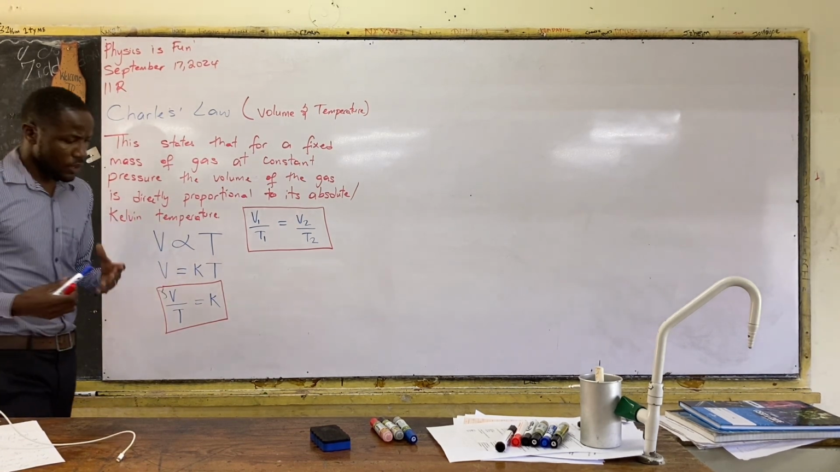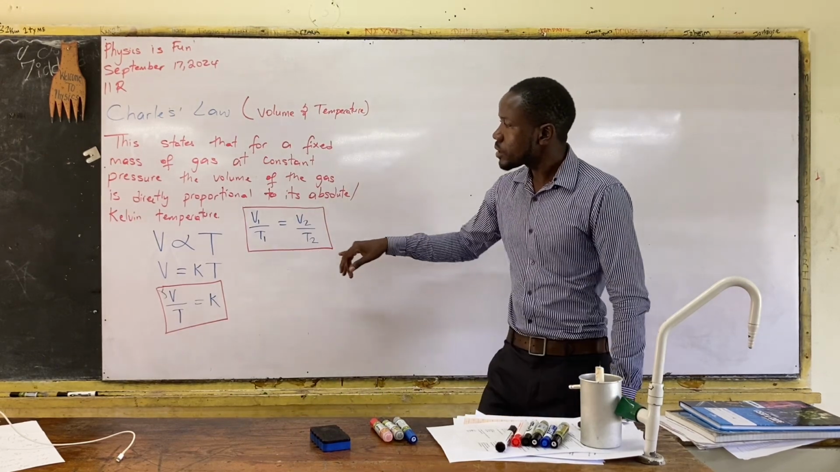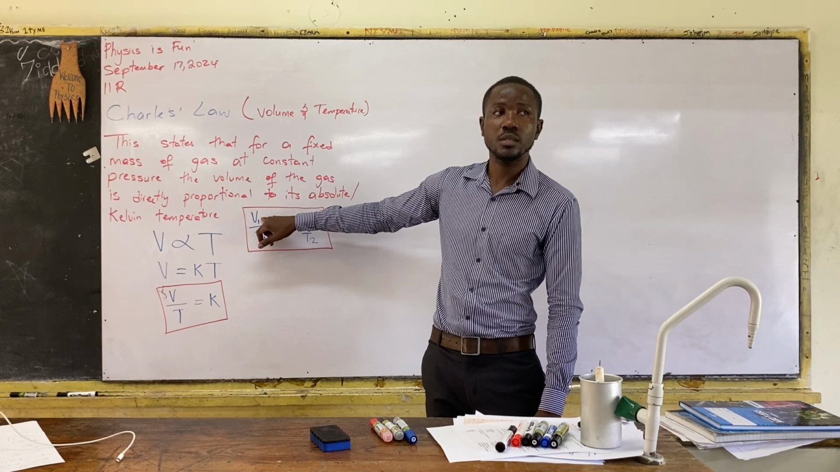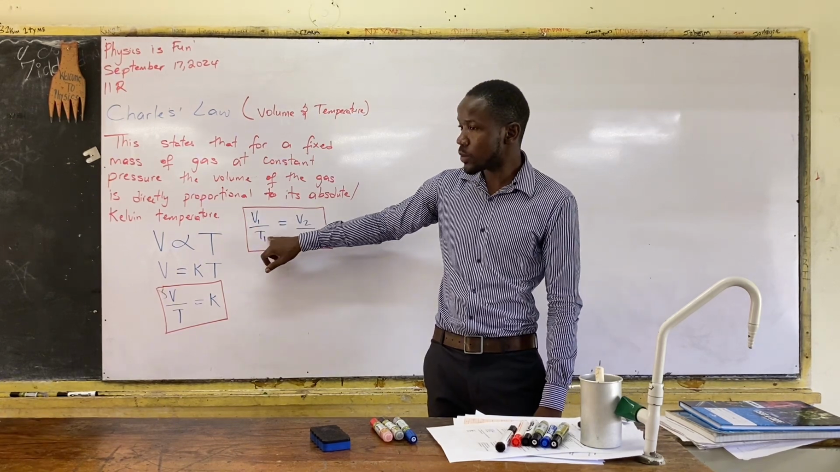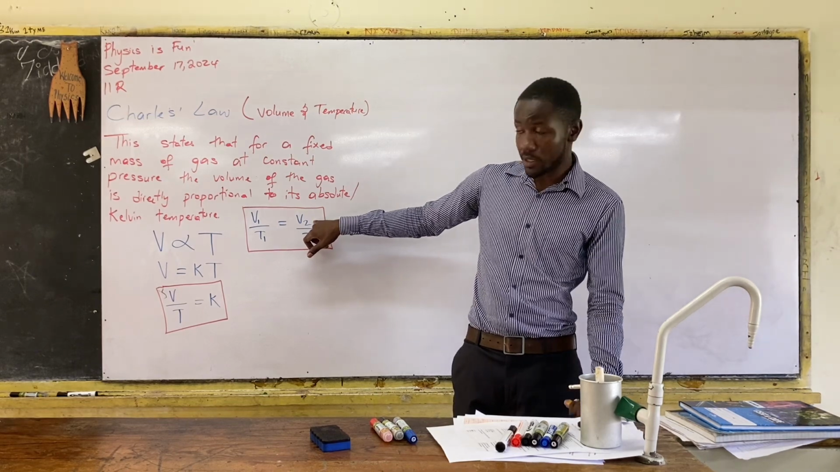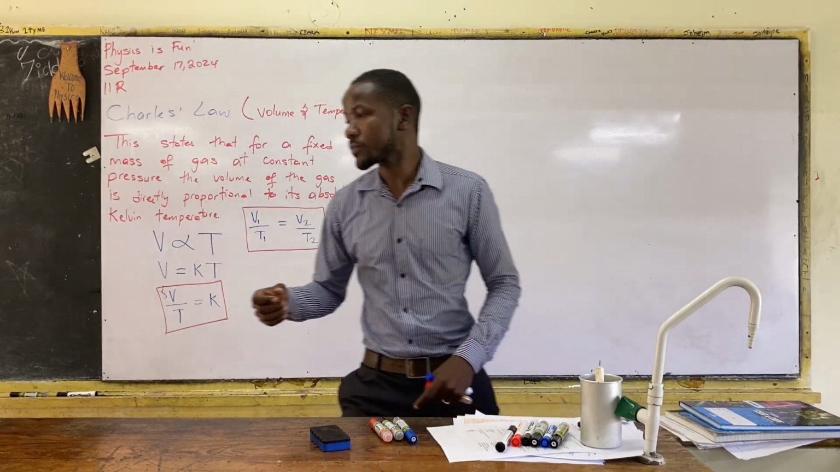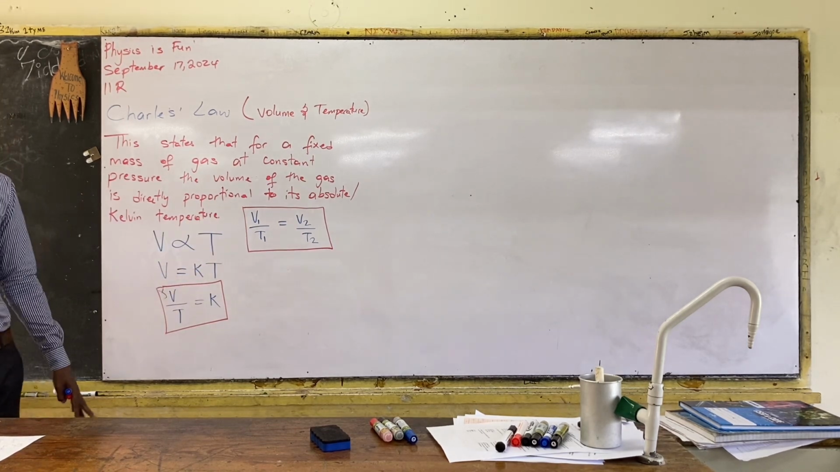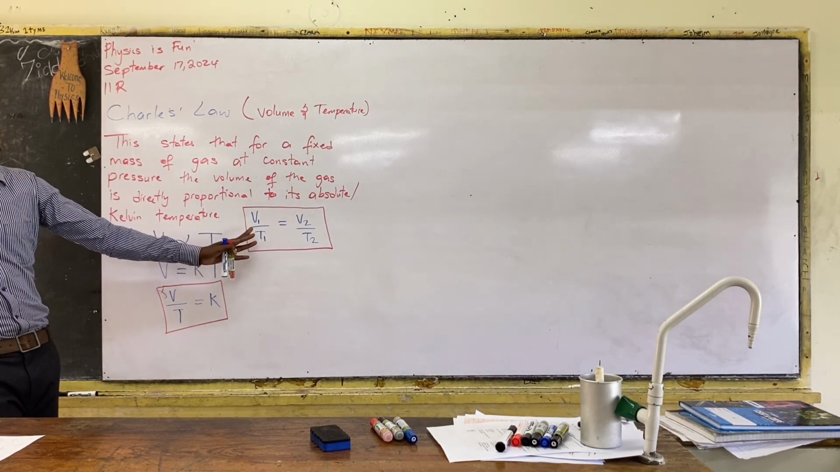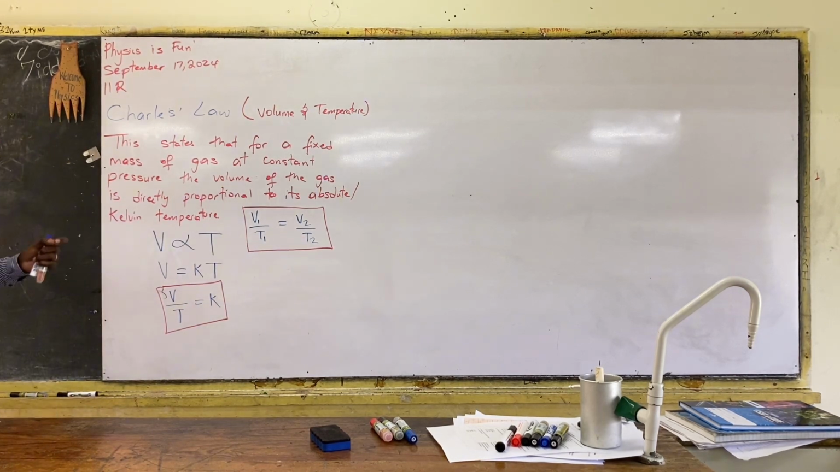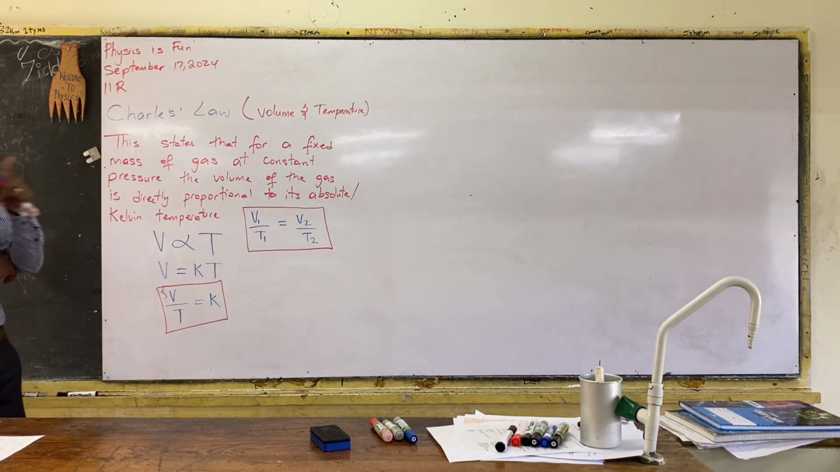Now, we should be aware that V1 would represent the initial volume, and T1 would represent the initial temperature. So V2 would be the final volume and T2 would be the final temperature. So again, this would be our expression. And once we start to look at calculations, we always want to ensure that we have the temperature in Kelvin. Always make sure that your temperature is expressed in Kelvin.